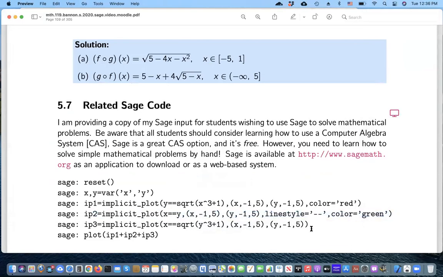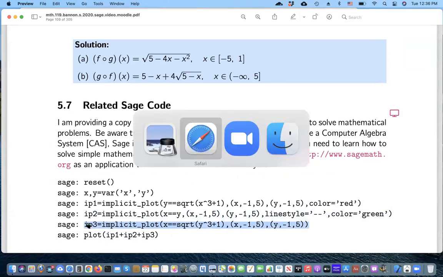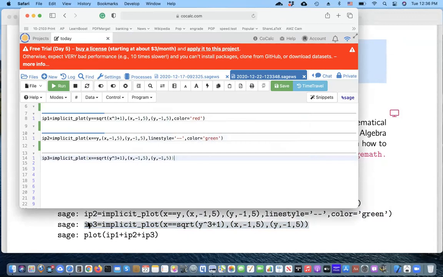Let's do the next one. I'll read through the code in a second for you. I'm hoping you guys are thinking about learning. And you learn by reading. So I want to point out the first, IP1, is an implicit plot. It's y equals a square root function. It was in red color.